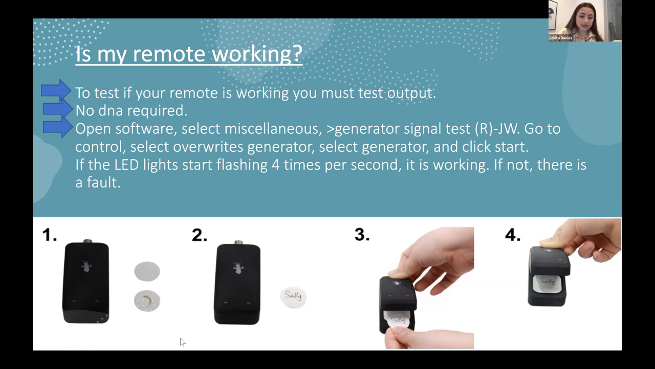So the LED lights should flash 4 times per second if it's working. If it doesn't flash 4 times per second, then there might be a fault and you need to fiddle about with it and double check. And here at the bottom, I've just put some pictures of what I showed you earlier of putting the nail in between the stickers, sticking together and writing your name and date, putting inside the remote and closing the remote.